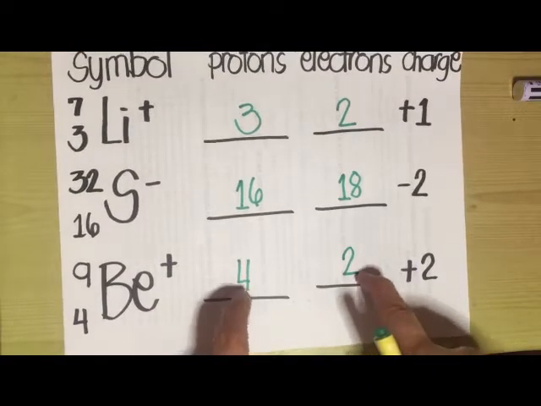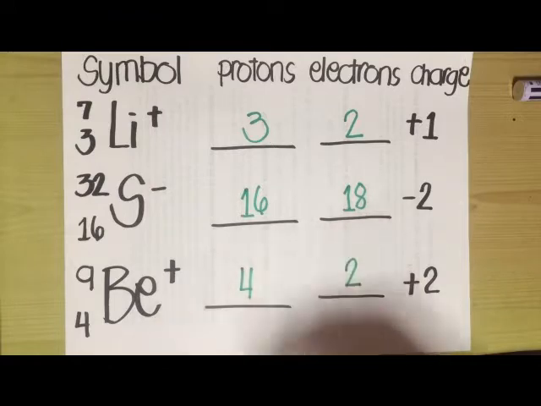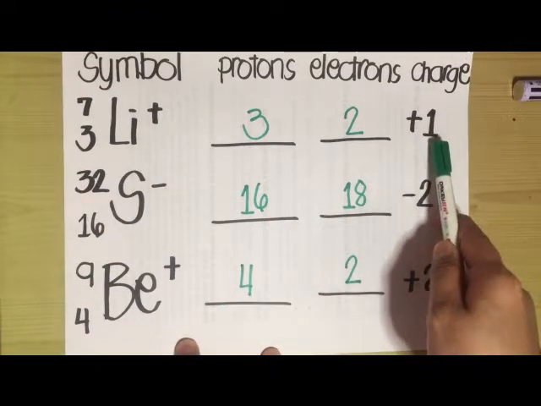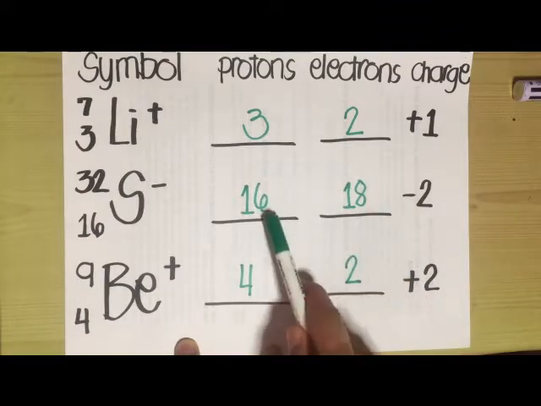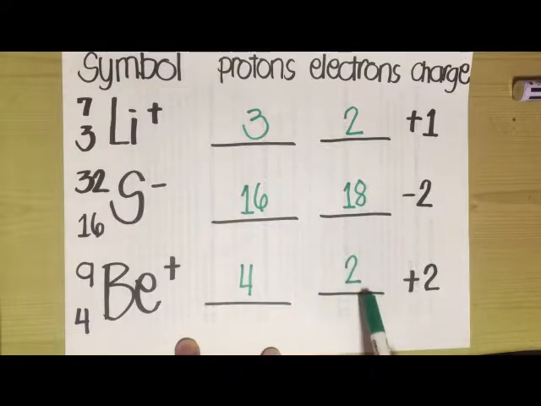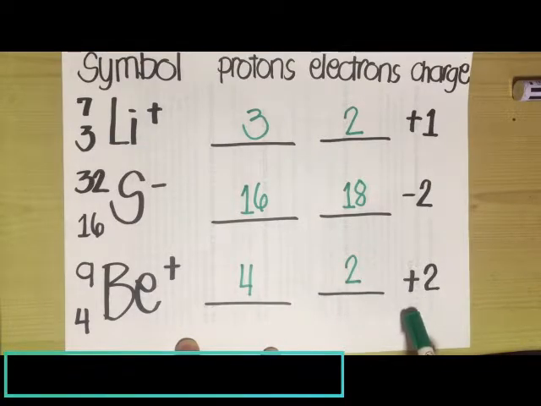Okay? So, pag chinek natin yan, madali lang naman. 3 minus 2 is 1. Positive 1. 16 minus 18 is negative 2. 4 minus 2 is positive 2. Okay? Madali lang kaya? Sana na-gets?